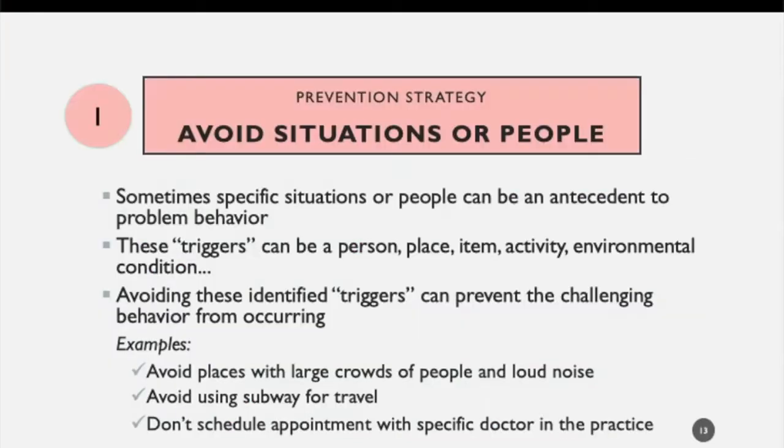The first one is to avoid situations or people. If you notice that there are particular triggers to problem behavior, then just simply avoiding exposure to that particular trigger will help to prevent the problem behavior from occurring. Of course, this must be particular triggers that can be avoided. Some examples could include avoiding places with large crowds of people, avoiding particular people that may set off particular behavior, such as a doctor in a practice.